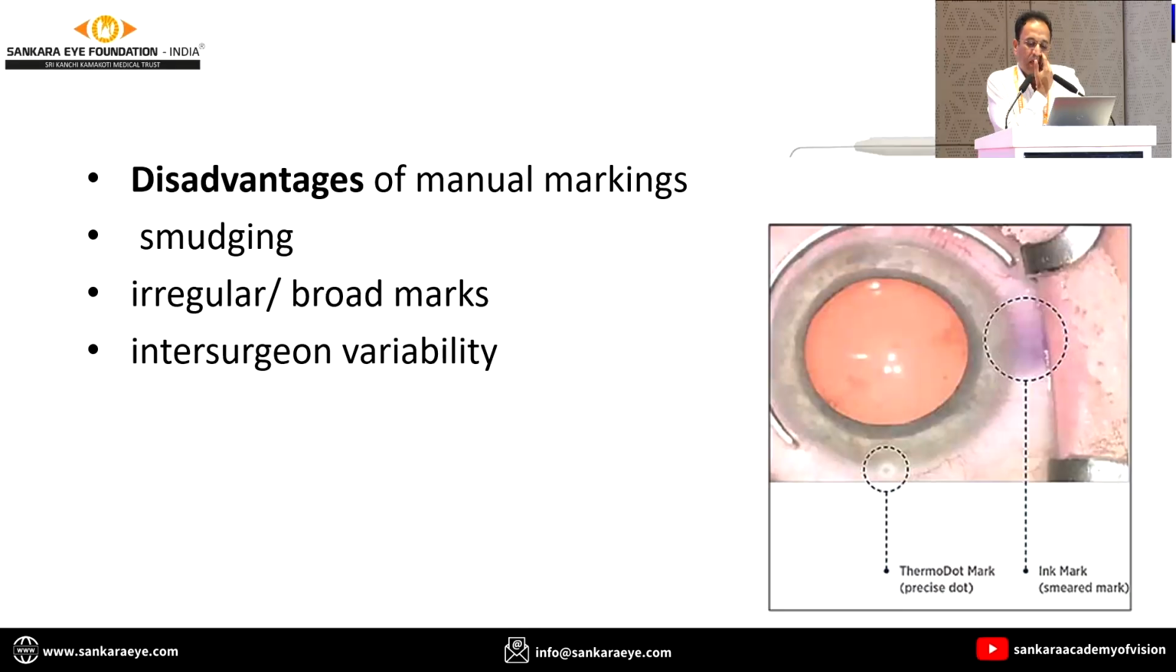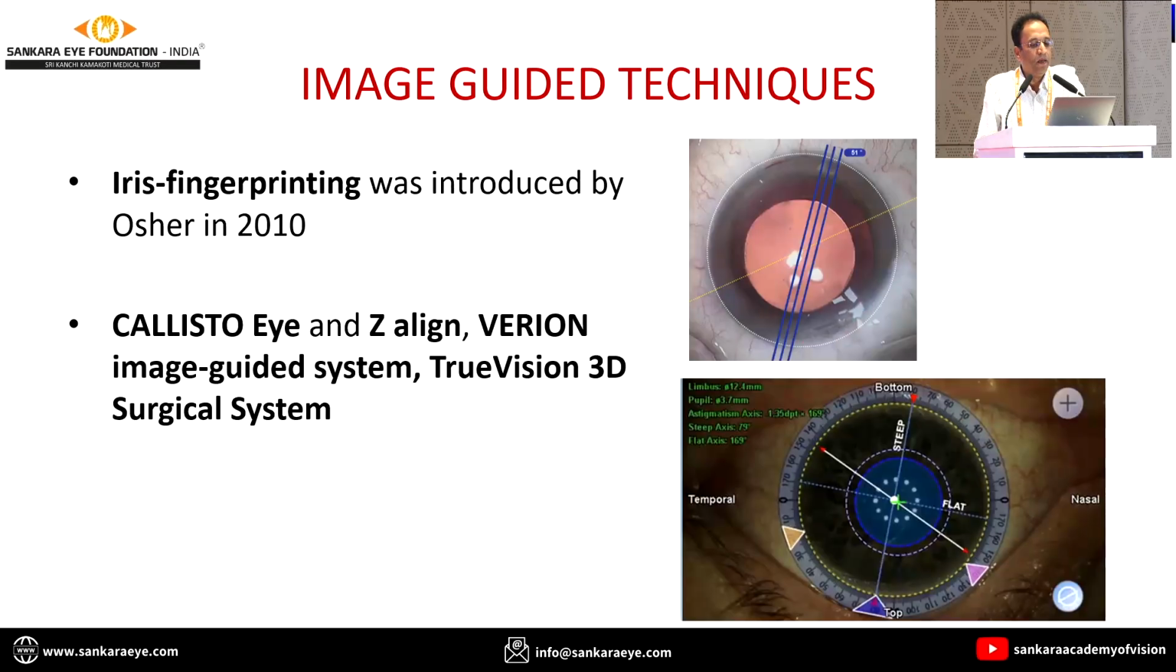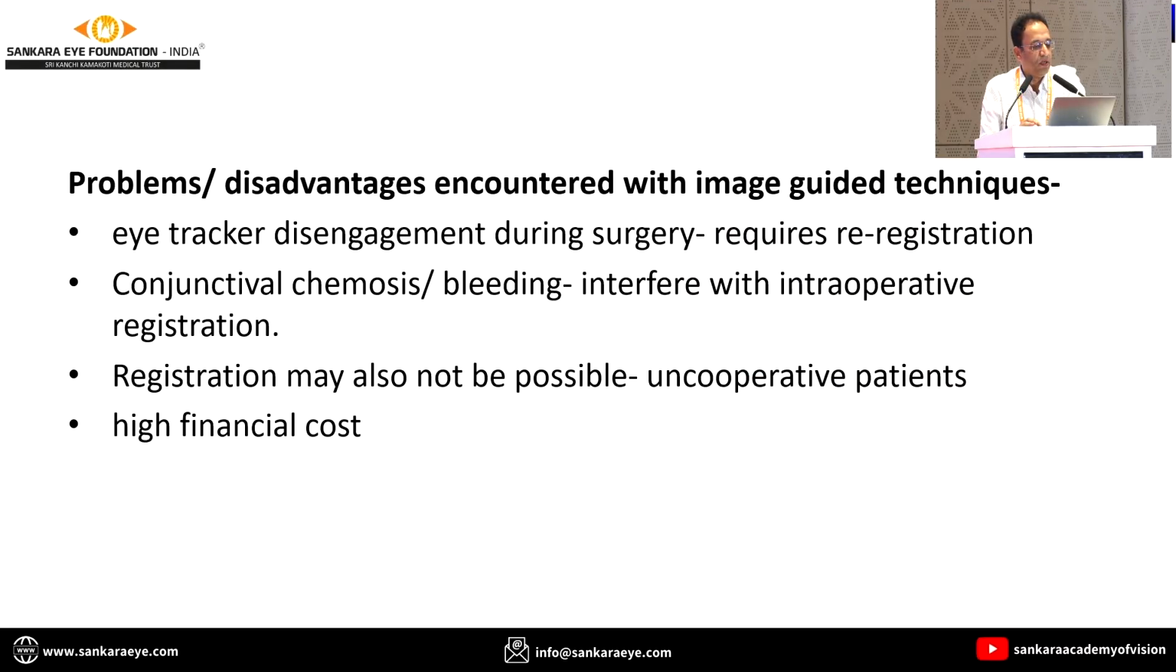Now thermal dot marks and ink marks are there to prevent smudging, and some of us, most of us, at least I have now stopped using the inks. We use the 27 gauge needle to do the marking. And image guided techniques, they use the Callisto and the Verion. They are the most commonly available, expensive, but they now help us to avoid these errors. But it also has its own problems and disadvantages. People who use it will definitely know.